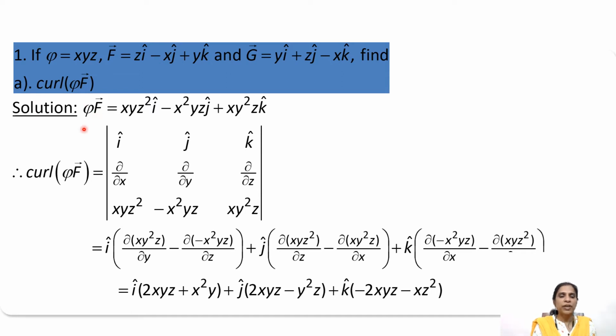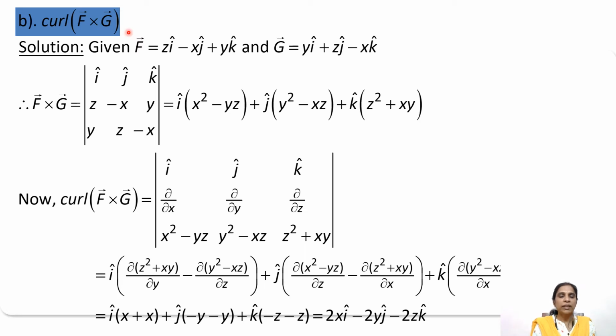So for phi f, let us apply the curl. So when we apply the operator curl, we know that for computational purposes, we have to write it as a determinant so that we can easily get the curl of that particular vector field. So once you have this, you just try to expand this and simplify. That gives you curl of the given vector field, in this case, phi into f.